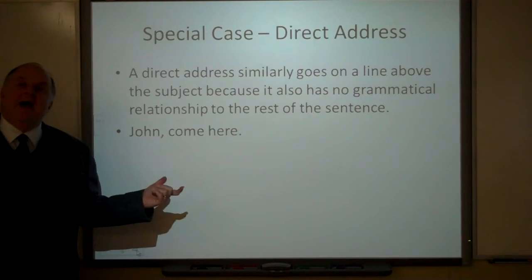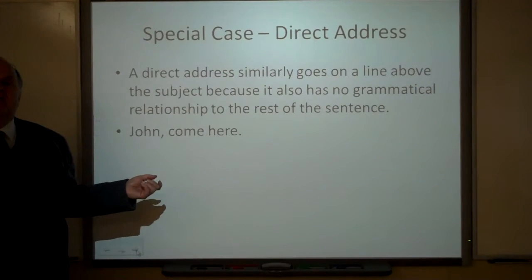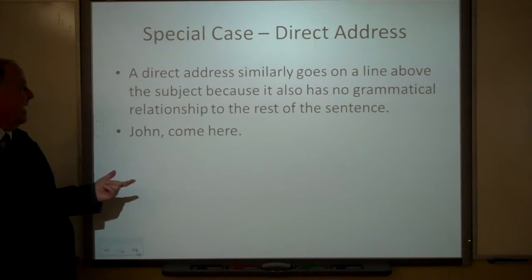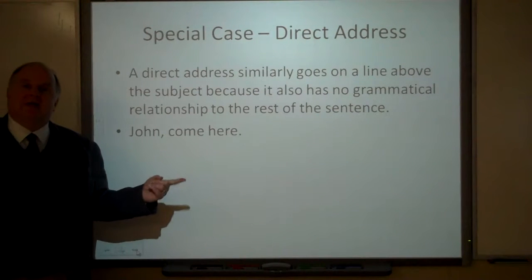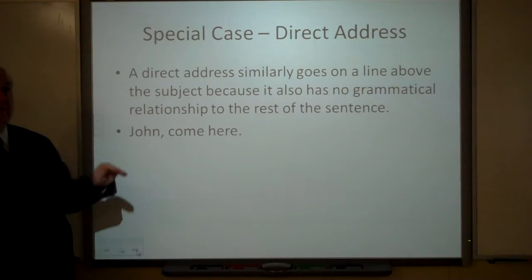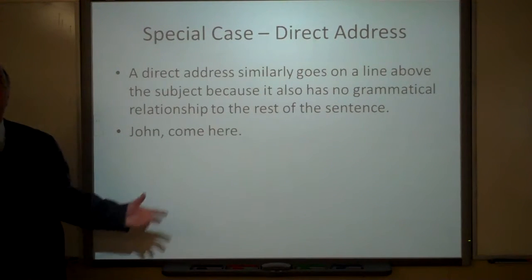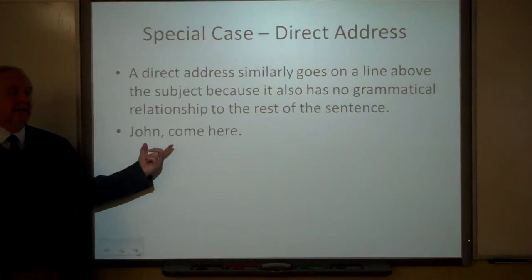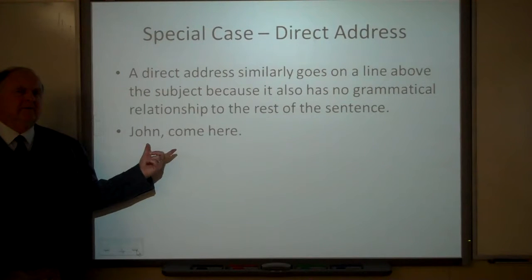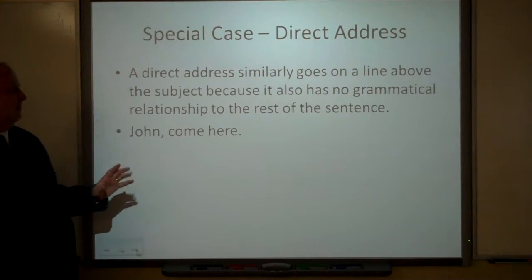Now there's another construction that we use in sentences sometimes. It doesn't have a grammatical relationship to the rest of the sentence, and those are direct addresses. And a direct address goes the same way. It goes on a line above the subject, but without any connection to the rest of the sentence. So, John, come here. You might look at the sentence and say, John is the subject. No. Come is the verb. First of all, if John was the subject, it would be John comes here. So you kind of know John's not really the subject.